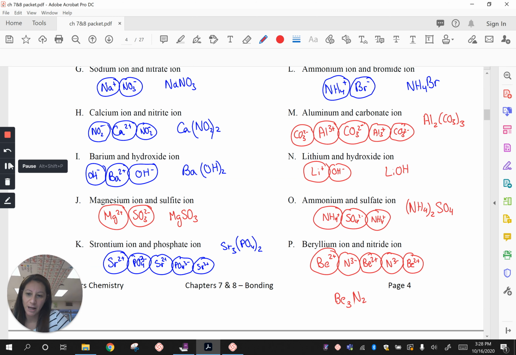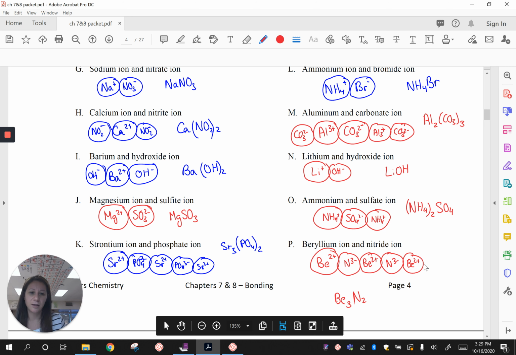All right, so hopefully you're back. Check your work. Make sure that you got them all correct and that they are all neutral. The formula is correct, and then also the particle diagrams are correct. Remember, the particle diagrams, you need to show your ions, your charges, but in the formula, you never put the charges in there.